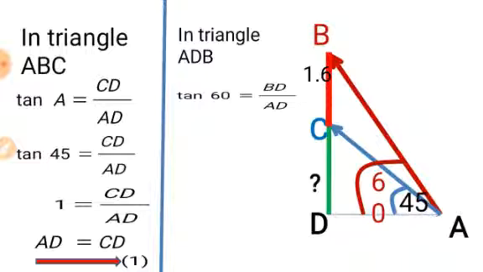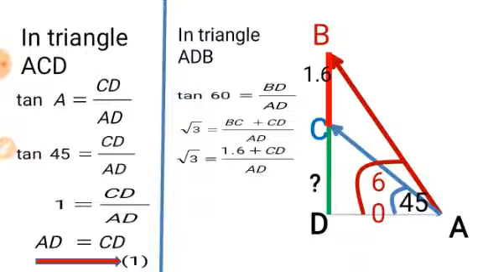We can replace BD by BC plus CD, since both lengths BC and CD make together the length BD. Now we have reached this part: root 3 is equal to BC plus CD upon AD. Replace BC by 1.6. We get root 3 is equal to 1.6 plus CD over AD. Now remember this.